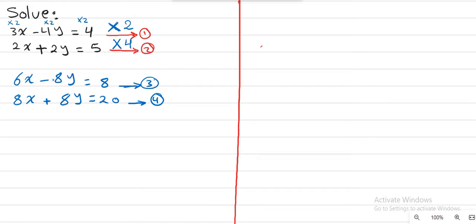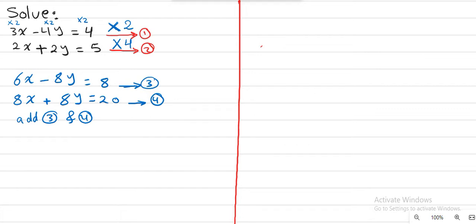Here we have two equations and one of the two variables with the same number. As we can see, it's 8 and different signs, positive and negative. As we get this point, add the two equations, equations 3 and 4. Add x with x, y with y, number with number.